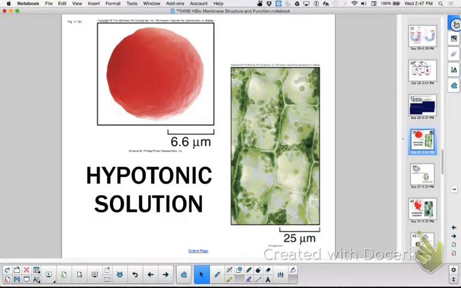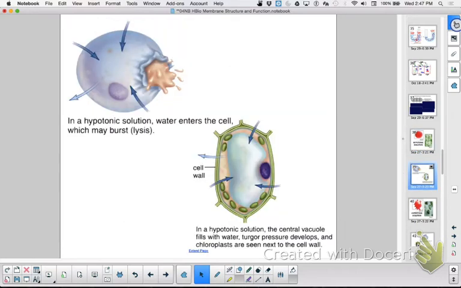So this is in a hypotonic solution. It's swelling, right? And we talked about when it swells like that, it can burst. That's lysis. And in here, the cell wall pushes back. That's turgor pressure. And this is lysis, or cytolysis. Cyte is cell. Lysis. Okay?